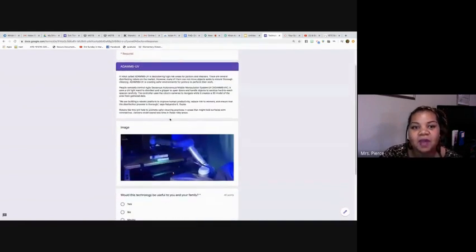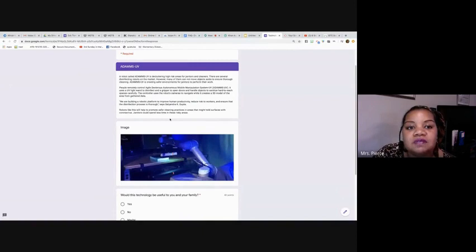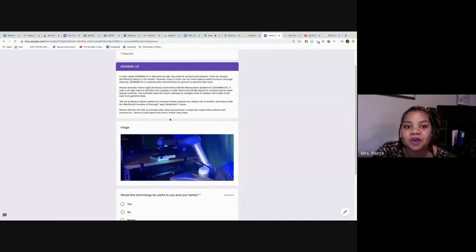Now, a robot called Atoms UV is decluttering high-risk areas for janitors and cleaners. There are several disinfecting robots on the market. However, many of them cannot move objects aside to ensure thorough cleaning. Atoms UV is creating safer environments for janitors to perform their work. People remotely control the agile, dexterous, autonomous mobile manipulation system, UV.